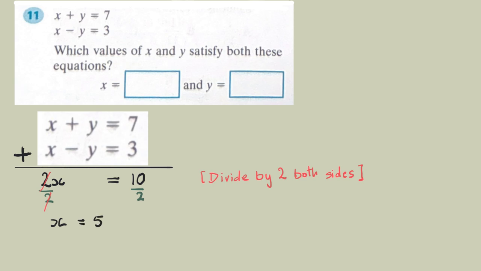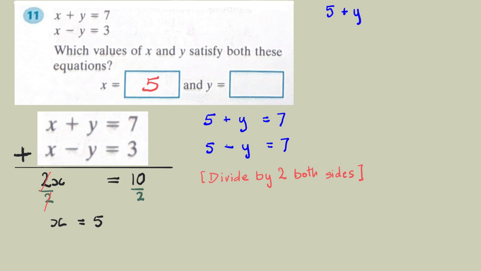So now we found the value of x. But now we need to find the value of y. Can you see that if I substitute x into my equation, they both look like this? 5 plus y equals 7. Or if I do it to the other one, it'll be 5 minus y equals 7. I can find the value of y by choosing either the first equation or the second equation. So I'll choose the first equation.